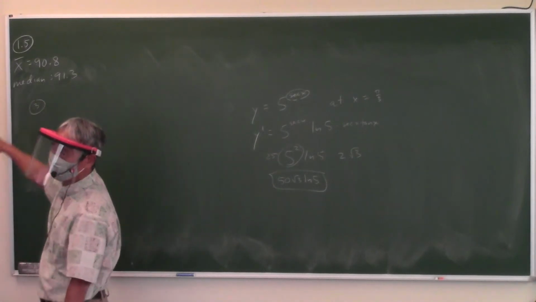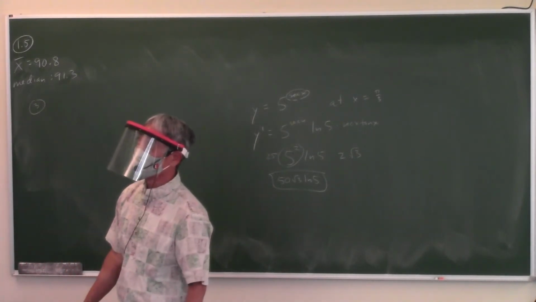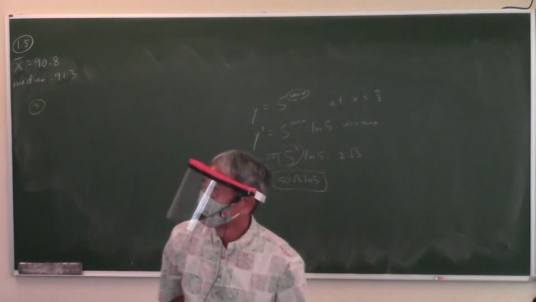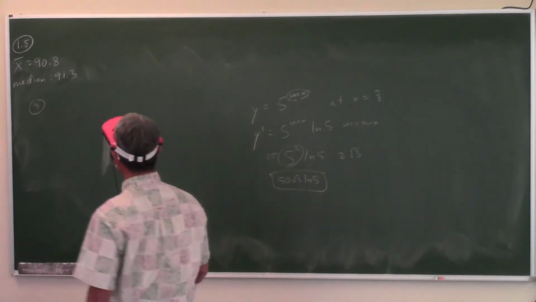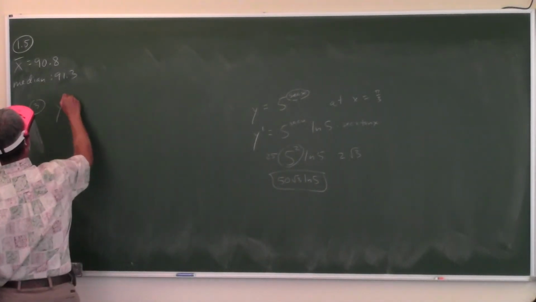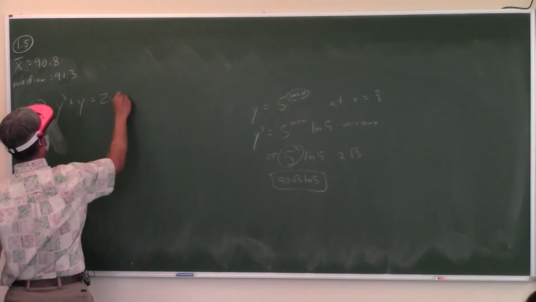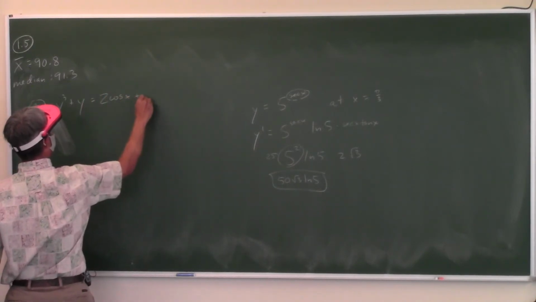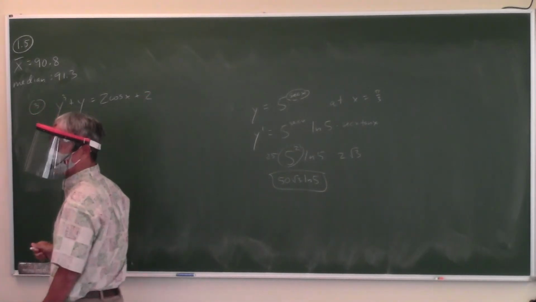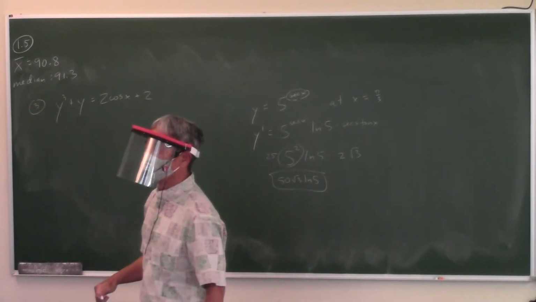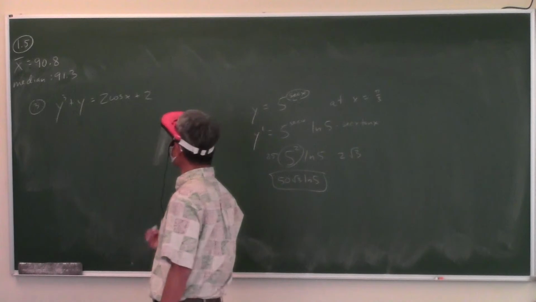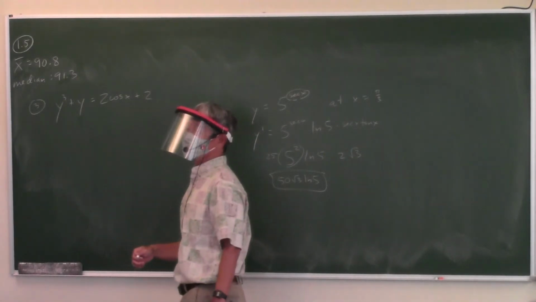Y cubed plus y equals 2 cosine x plus 2, with parentheses around x. I didn't think I would put a plus 2 there, but there's probably a reason for that.